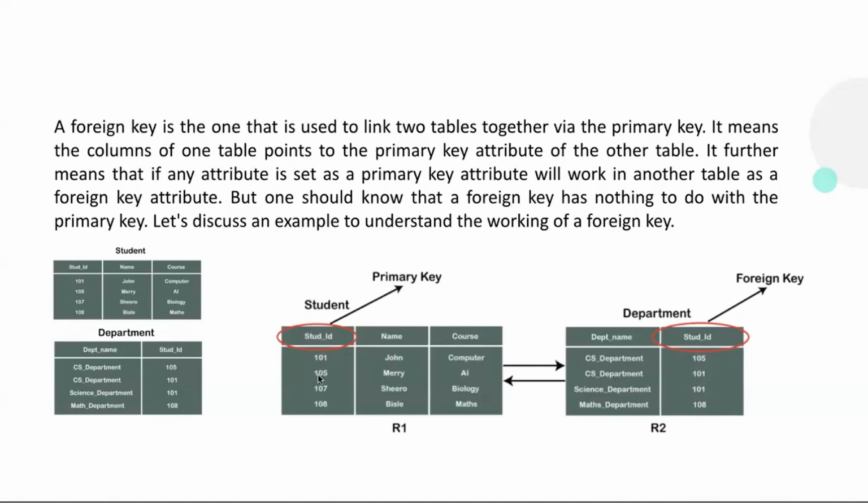So these two attributes, one from each of two different tables, are making the connection. They are making the relationship between these two tables. It's an RDBMS, a relational database management system. There has to be some relation between two tables. So these are the two columns which are making that relation. One of them is the primary key, and the other one is the foreign key, which is connected to this.